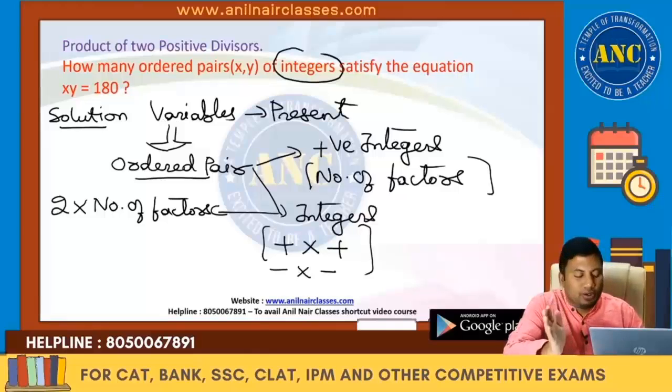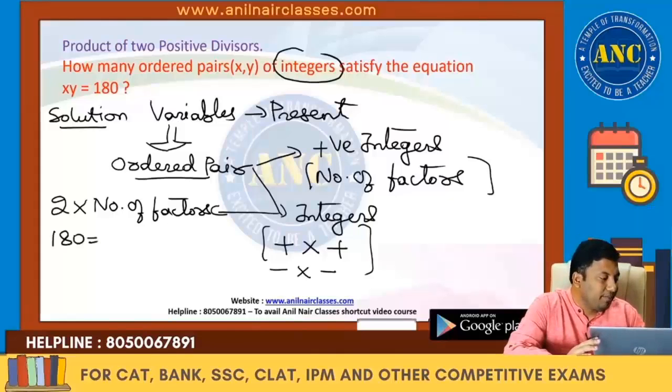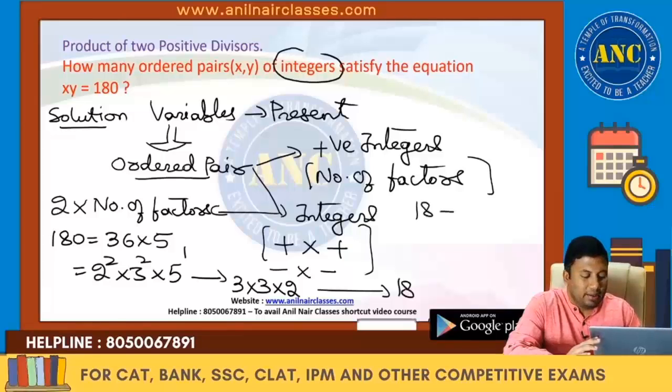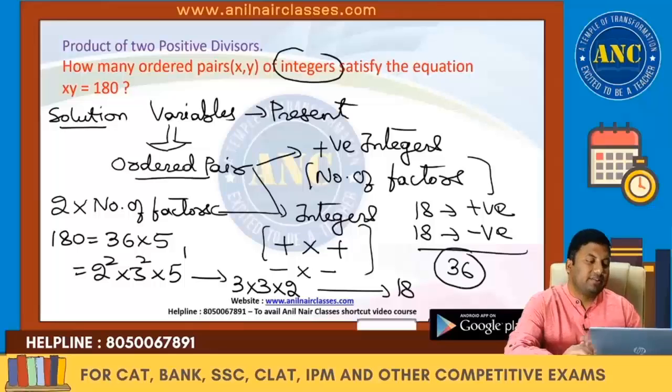Why? Positive into positive is one case, negative into negative is another case. So 180 is nothing but 36 into 5. 36 is 2 square into 3 square, and 5 power 1. 2 square gives 3, 3 square gives 3, 5 power 1 gives 2 cases. That is 18. 18 positive cases, 18 negative cases. Total I will get 36 for this answer.